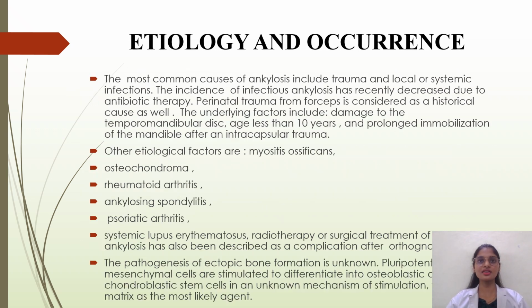Etiology and occurrence. Recent evidence shows TMJ ankylosis has decreased due to antibiotic therapy. Coming to the etiological factors, which include myositis ossificans, which is bone formation in the muscle, osteochondroma, a non-cancerous bone growth, rheumatoid arthritis, and ankylosing spondylitis, which mainly affects the spine. If the disease progresses, it also affects the TMJ joint.